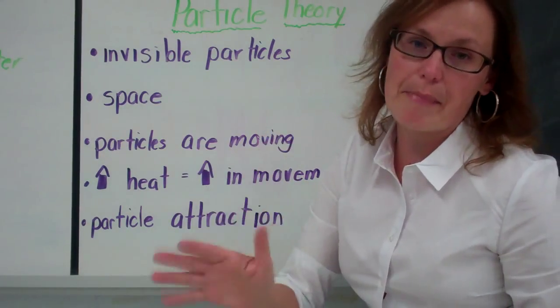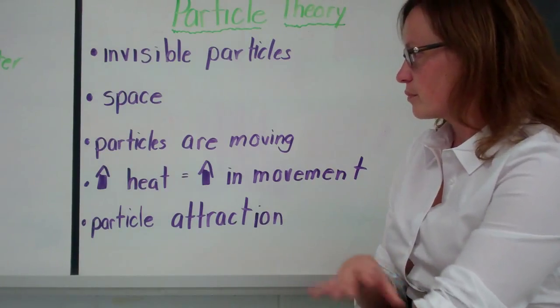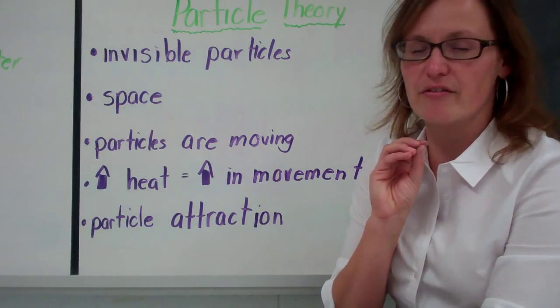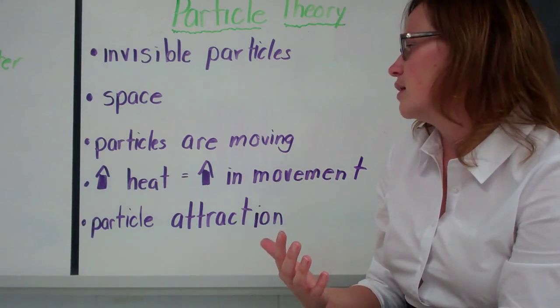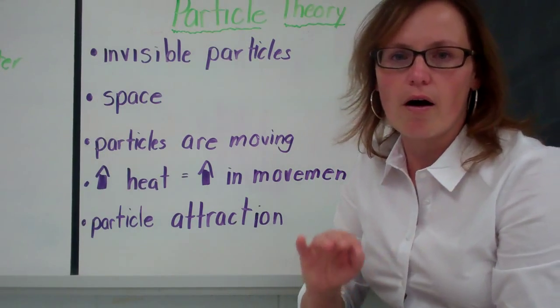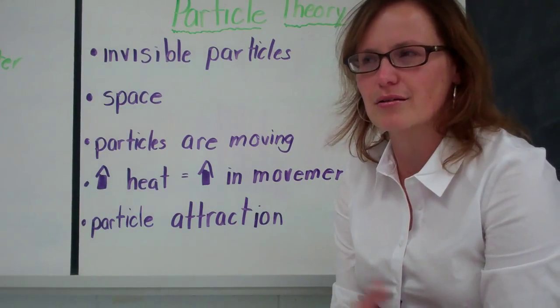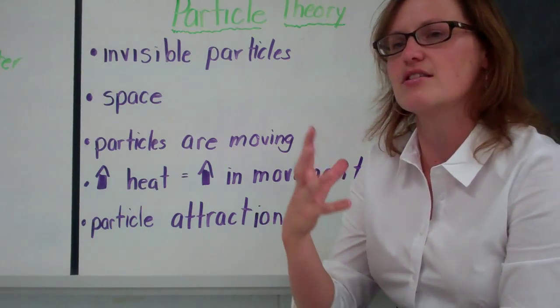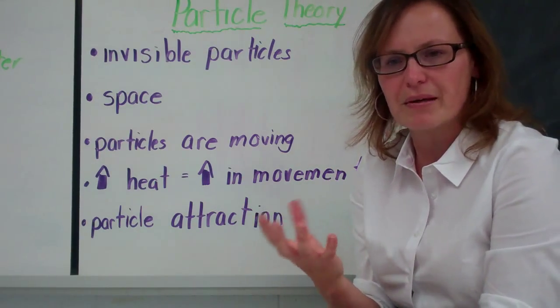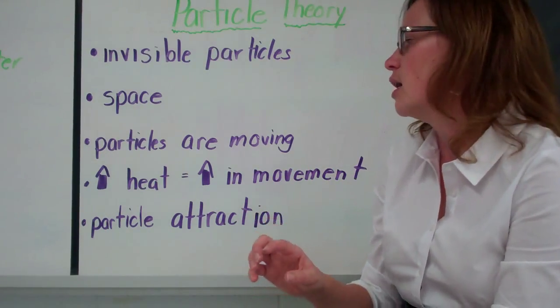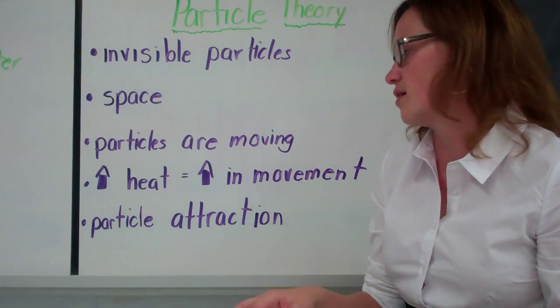Here are the elements that make up the particle theory. All matter is made up of invisible particles. All particles have space between them. Particles are moving at all times. And this is a bit tricky to remember because we think of a solid object and it's hard to imagine those particles are still moving because the object is so solid. But particles are moving all the time.